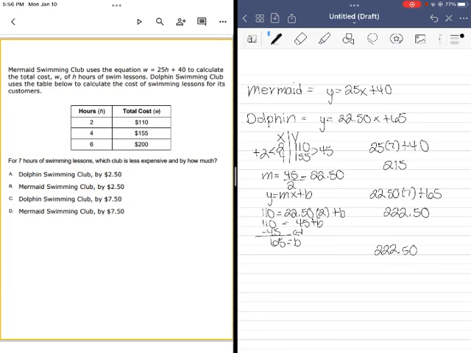So that means we're going to take the $222.50 and subtract the $215 from it. When we subtract that, we end up with $7.50. So the Mermaid is $7.50 cheaper than the Dolphin Swim Club. And the answer choice we have for that one is answer choice D. Okay.